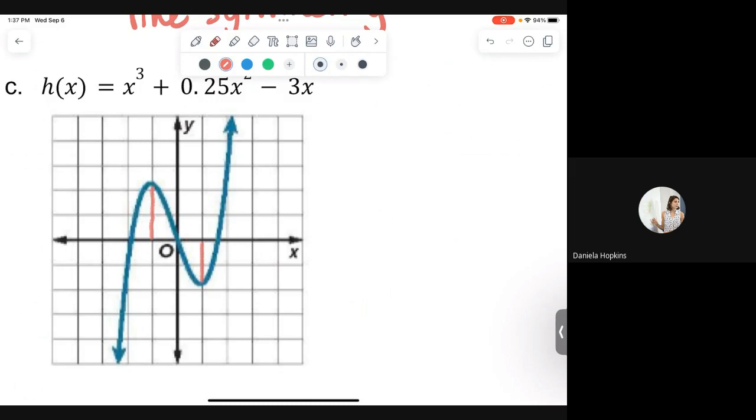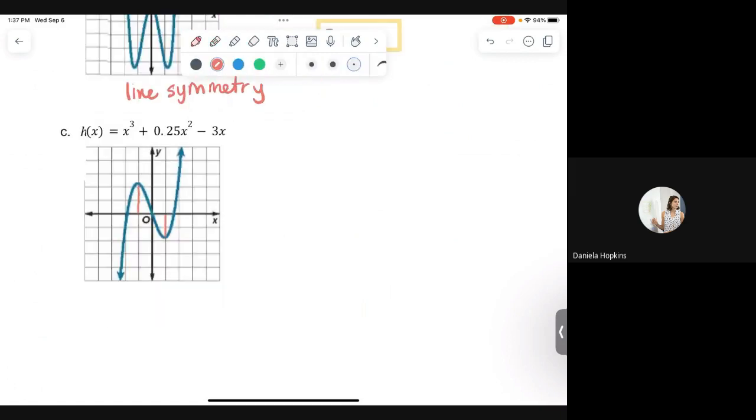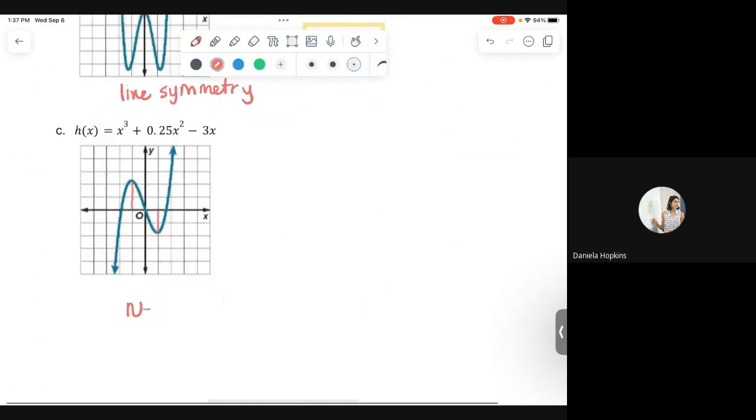Now, would I ever do this on a quiz? No. I will give you very obviously not symmetric or point symmetry or line symmetry. This one's being a little sneaky, but this one should be neither. It should be neither. Let's go ahead and do the substitution, the algebra stuff.